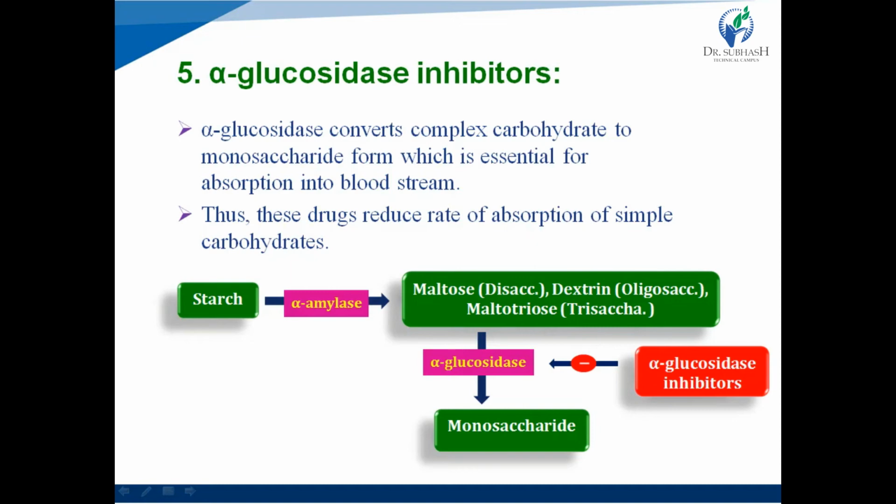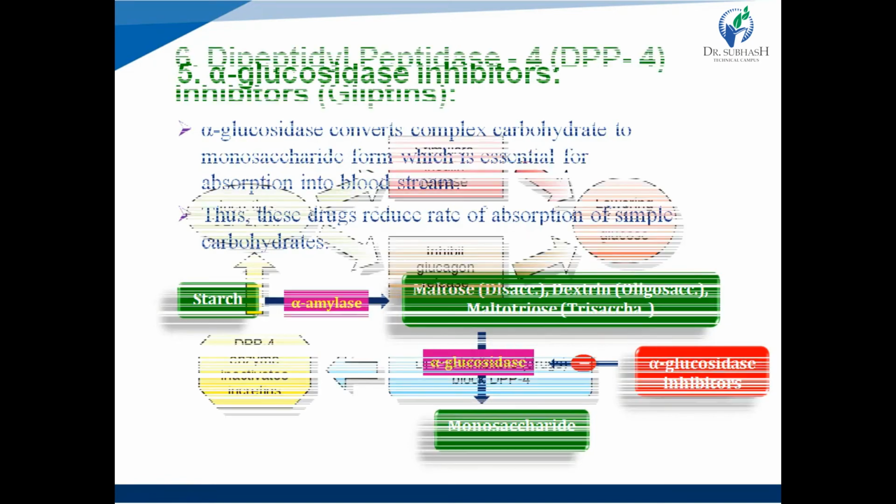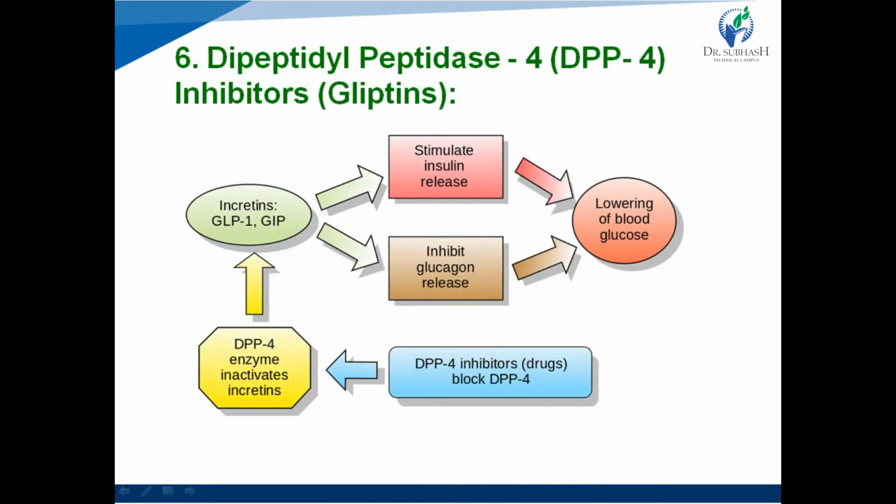These drugs, alpha glucosidase inhibitors, inhibit the enzyme alpha glucosidase. So the conversion of di-, oligo- or trisaccharides into monosaccharides is inhibited, and so they cannot be absorbed into our bloodstream, and ultimately the blood glucose level is reduced.